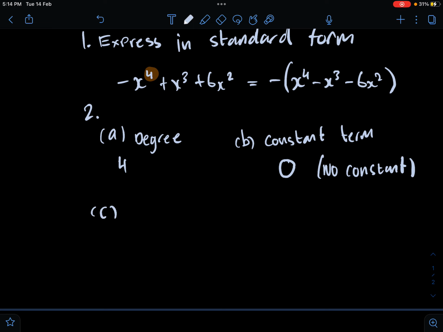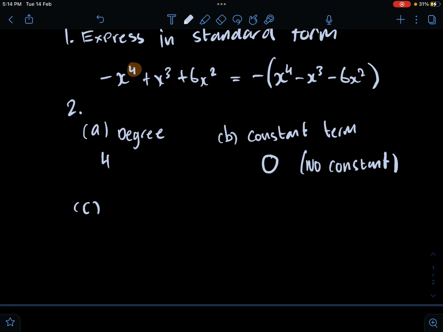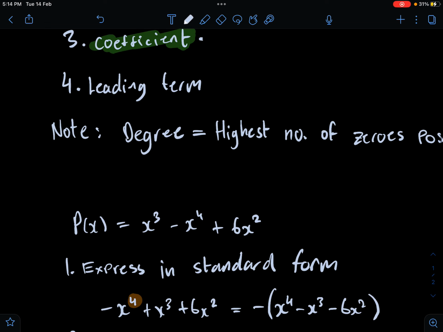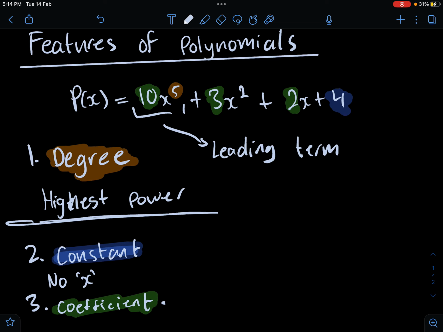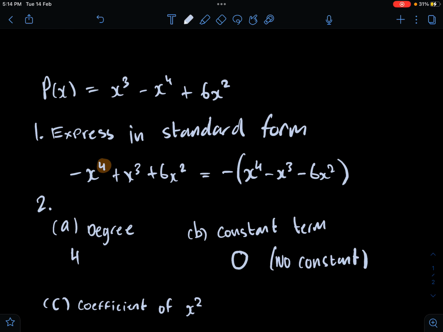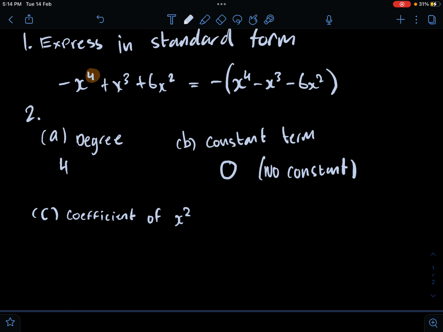C, the coefficient of x squared. So coming back up, a coefficient is green. It's the number connected to whatever x is, or whatever the variable is rather. So of x squared, this is our term with x squared in it, what's the number? That's right, it's 6. So I'm just going to grab that color again, the 6.